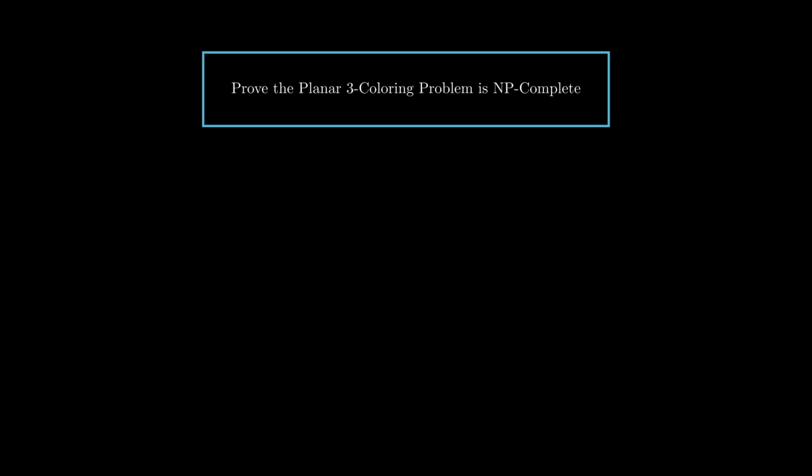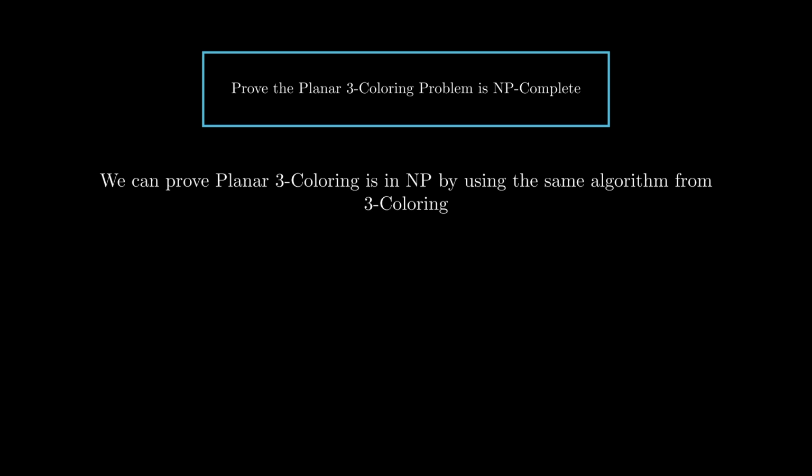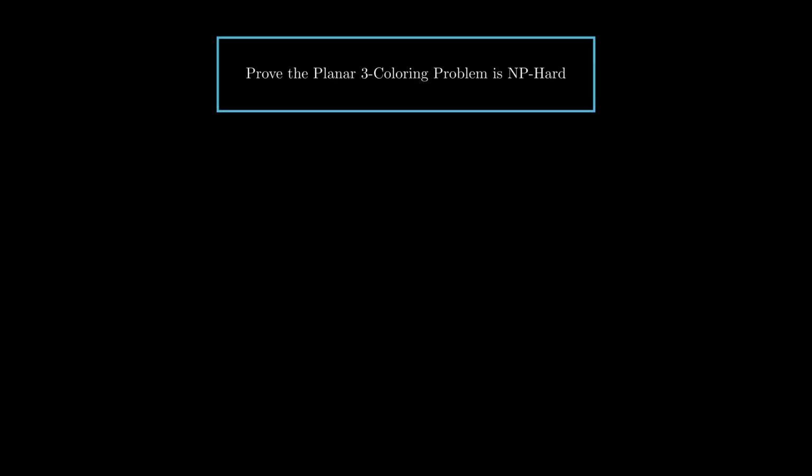Next, we'll prove that the planar 3-coloring problem is NP-complete. To show that it's an NP, we can use the same algorithm that we used in 3-coloring, since a planar graph is just a graph itself. Next, we'll prove that the planar 3-coloring problem is NP-hard. To do so, we'll reduce from the 3-coloring problem that we just proved was NP-complete, and then we'll use that to show that the planar 3-coloring problem is NP-complete.